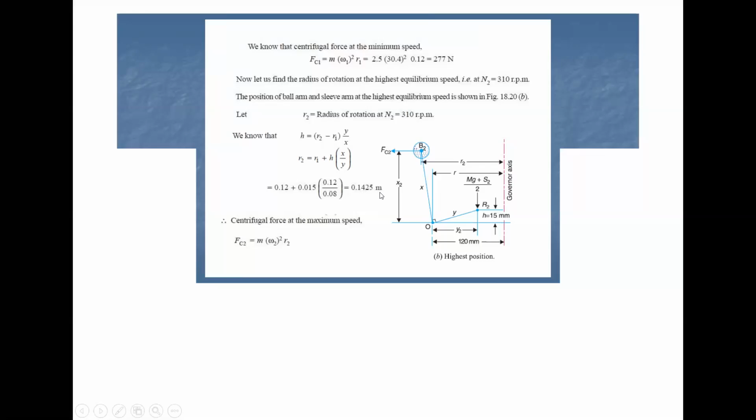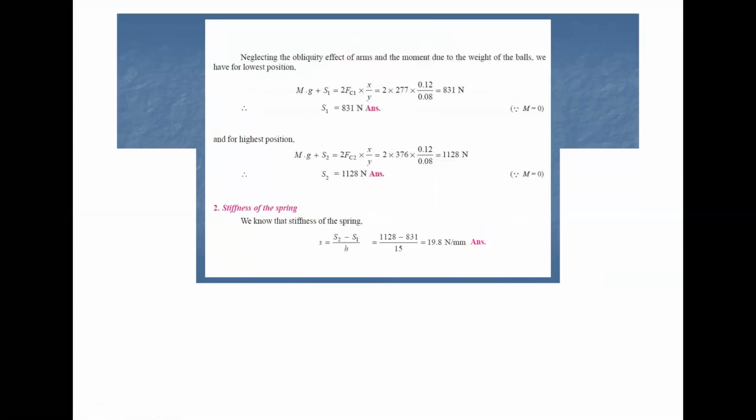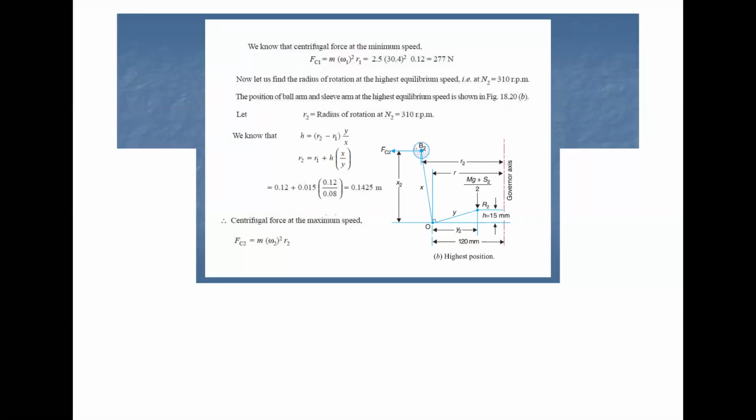It is the radius of rotation at maximum speed, at the highest equilibrium speed. Now we are going to find the centrifugal force. So FC2 equals m omega 2 square R2.